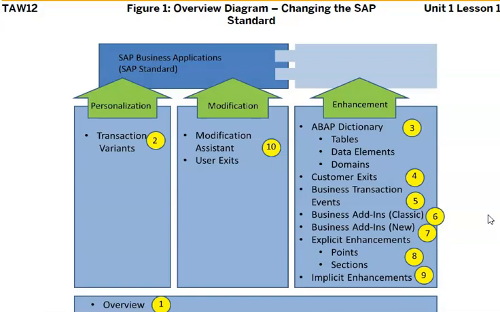Then you have the enhancements. We have the ABAP dictionary. We have tables. In all these things we can add something. So how do we add it? We'll see. And we have customer exits, business transaction events, business add-ins, classical business add-ins, new, explicit enhancements, point sections, implicit enhancements. So these are all things that we have. So these are all the enhancements.